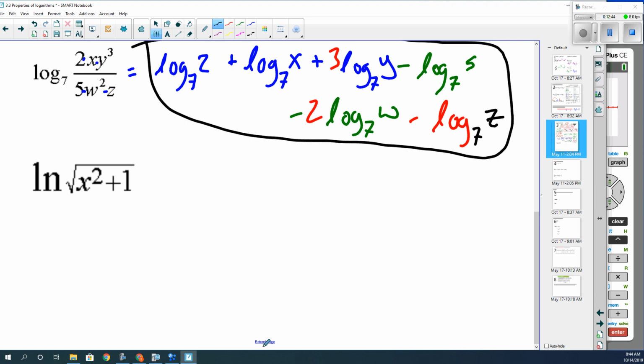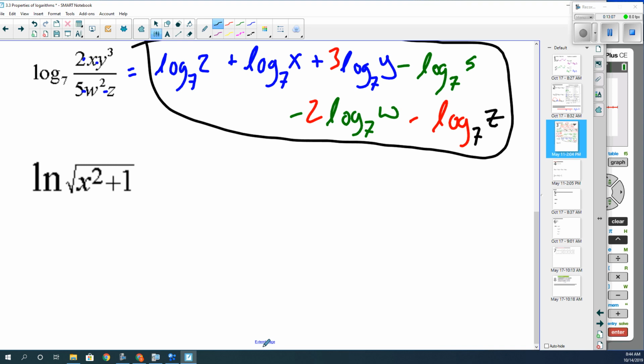Okay, on the last one, show me how many logs you think I'll have in this answer. Okay, I see most of you telling me 2. I think I only see one person that told me 1. You're correct. Okay, so basically the only thing I can do on this problem is take care of that root.